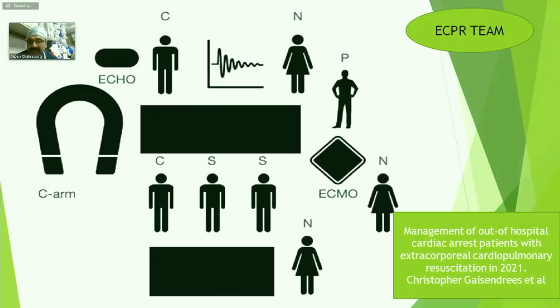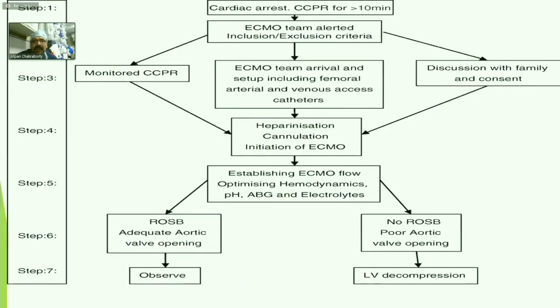This is a classical picture from 2021 Resuscitation. You need these things: C-arm, ECMO, echo, nurses, and all the team work. ECPR is a teamwork. And what are the inclusion criteria? Once you have proper inclusion criteria, the ECMO team arrives and sets up, including femoral arterial and venous access. You heparinize, you cannulate, you initiate the ECMO.